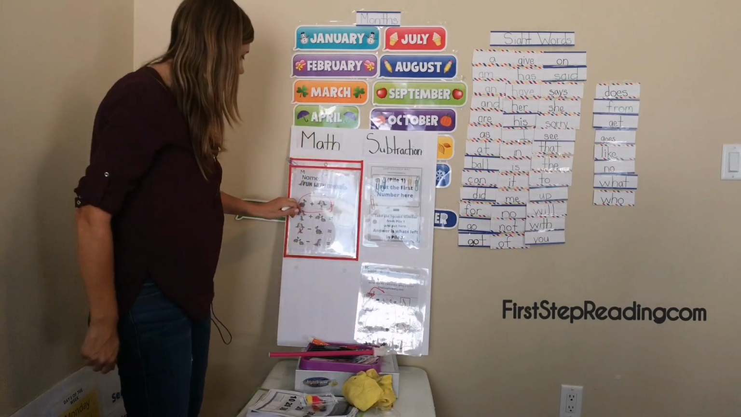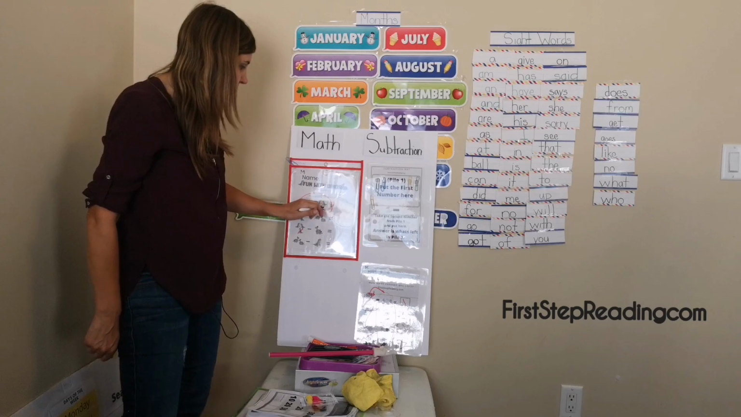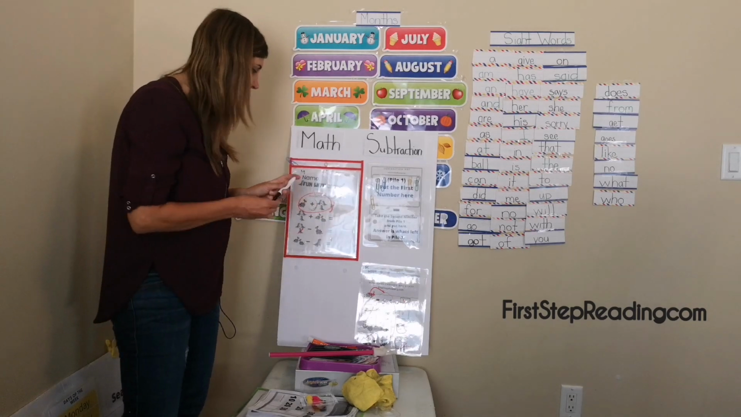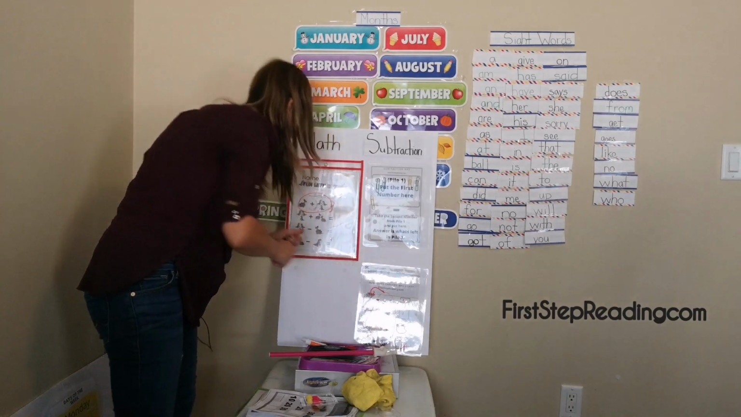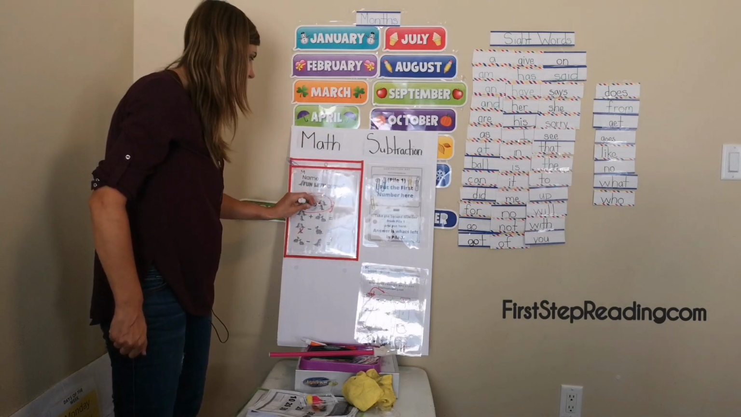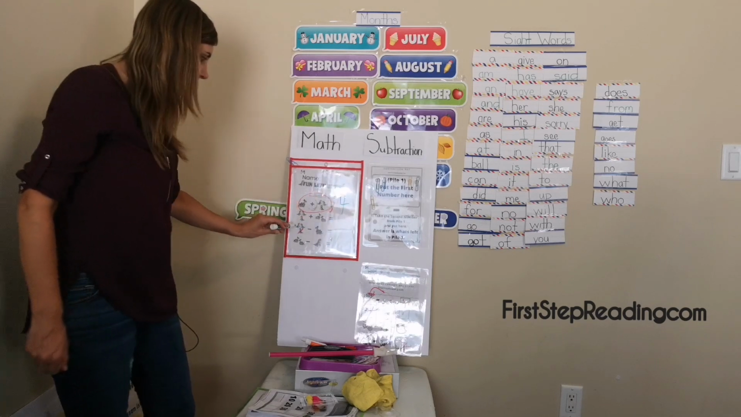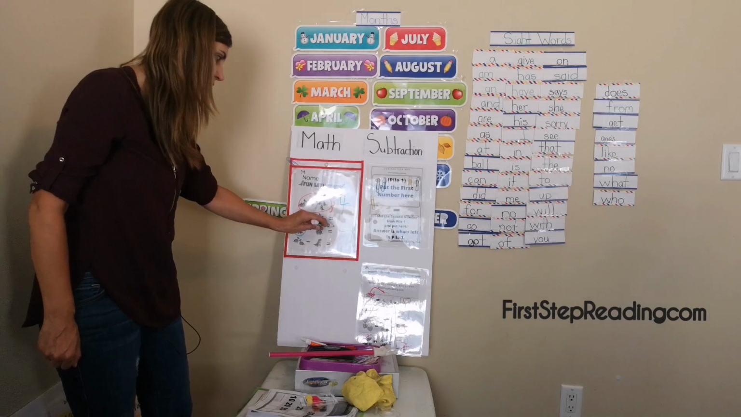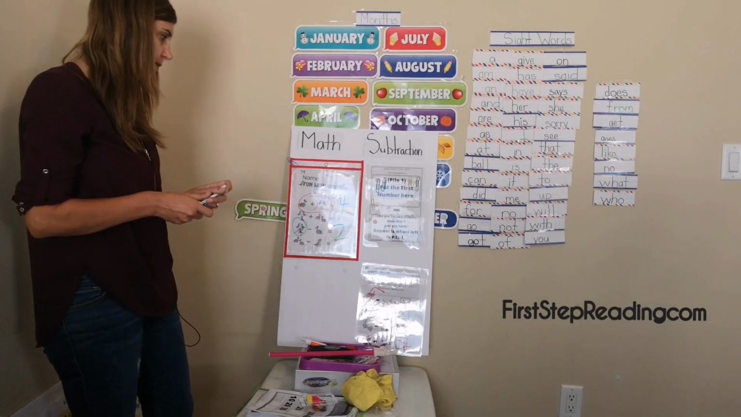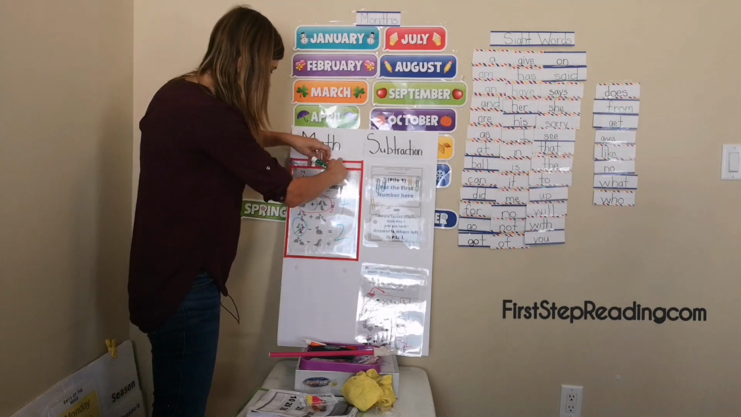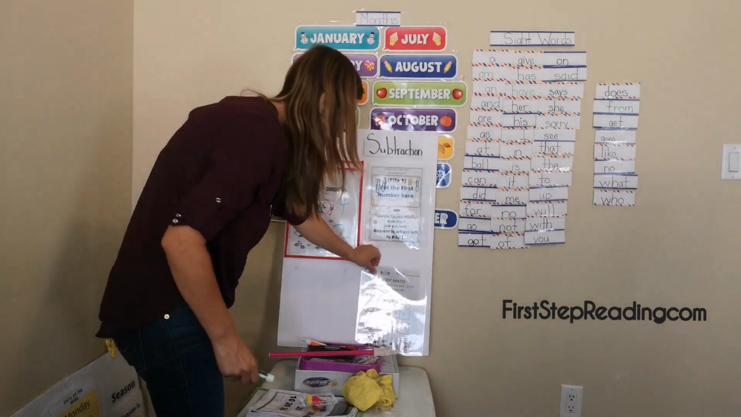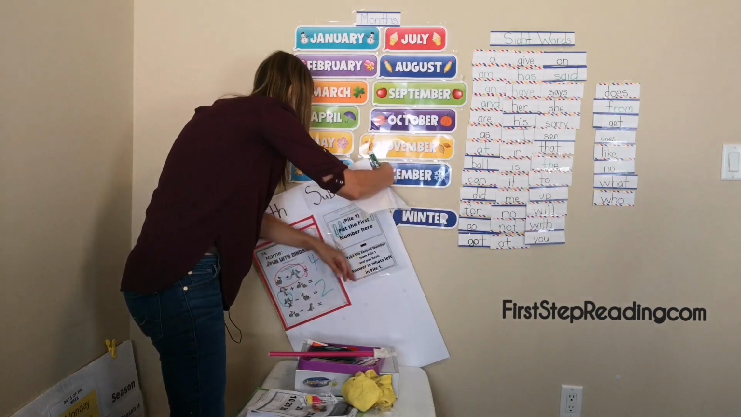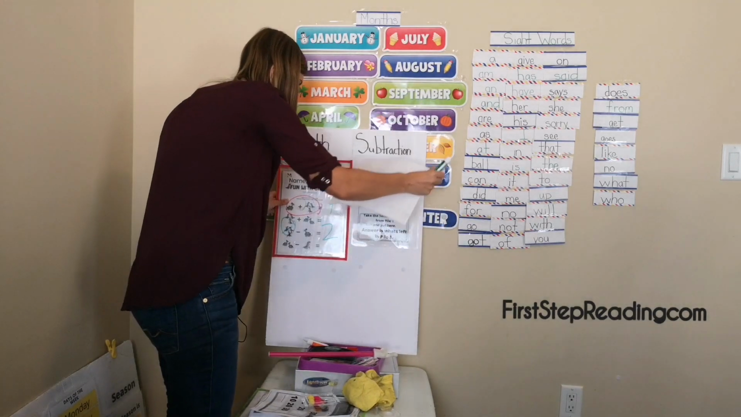So I have 1 dinosaur, and he joins these 3, so I count all together because it's addition. So that would equal 1, 2, 3, 4. Now this one, I have 3 dinosaurs and 1 left, so I cross 1 off. That equals 2. Okay? Now let's try this one. Oof. Falling today. Okay.